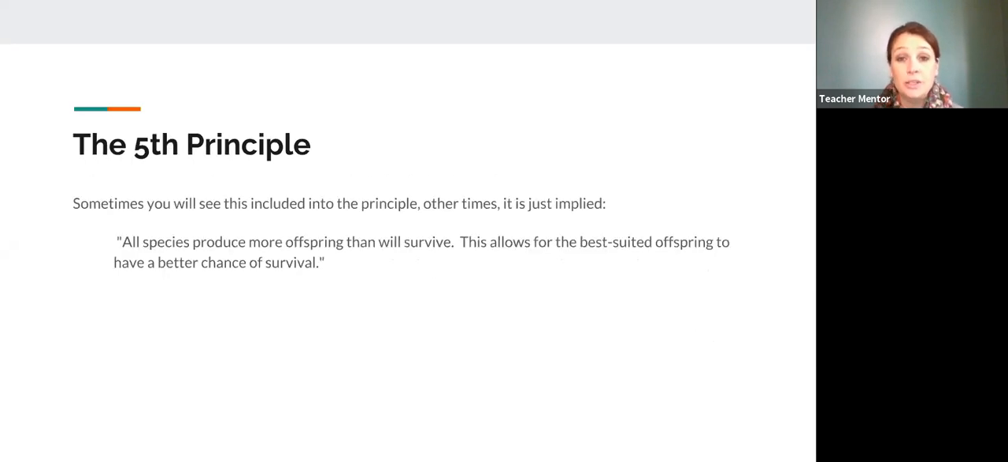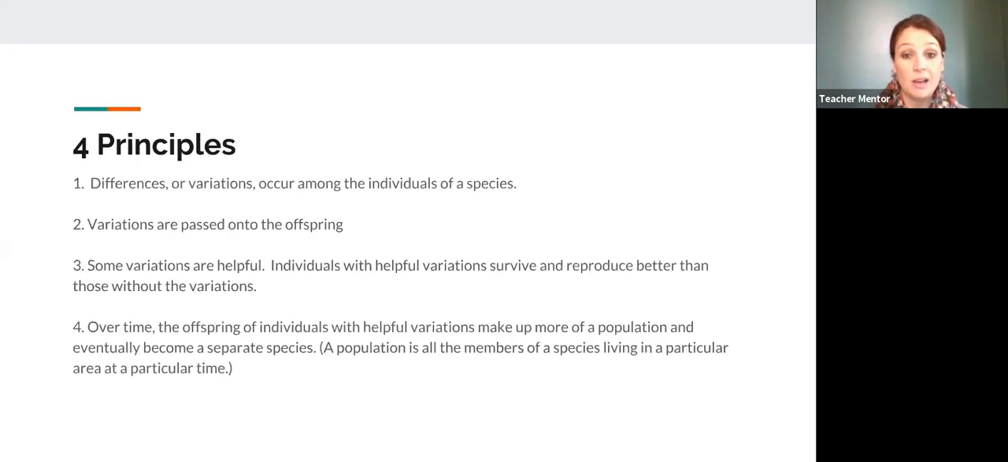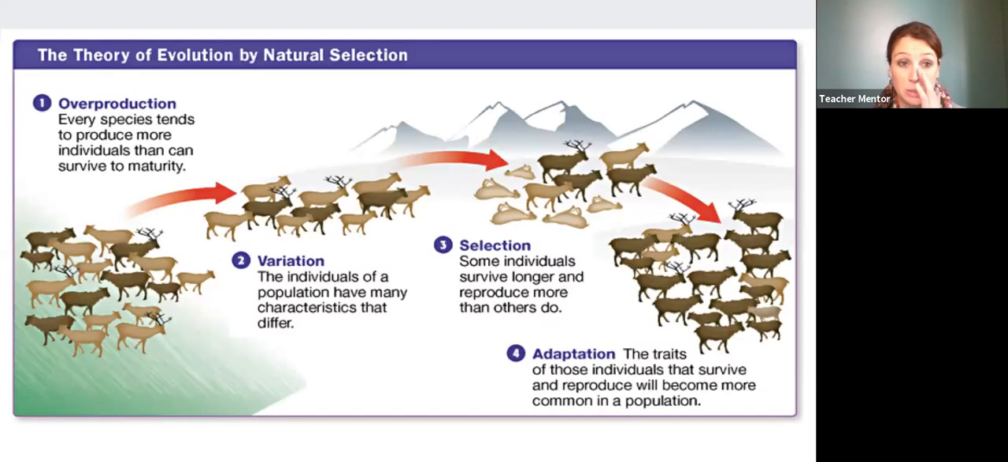There's also a 5th principle. Sometimes we'll see this as an additional principle, or sometimes it's just implied. It says that all species are going to produce more offspring than will survive. This allows for the best suited offspring to have a better chance of survival. So let's go back to the elk population.